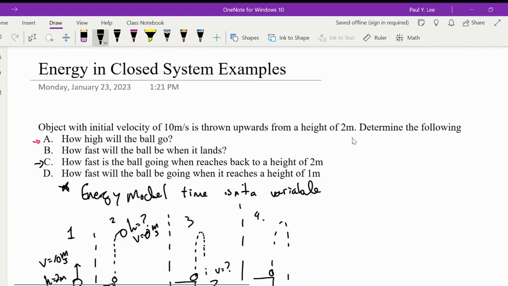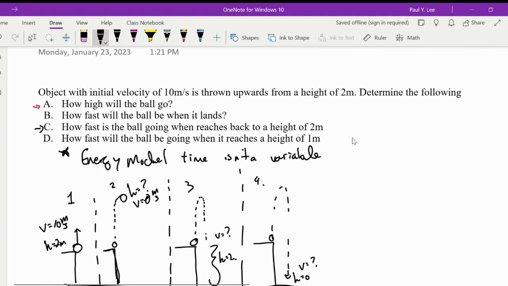We're physicsing. Yeah, it's more than just algebra. It's math. It's logic.